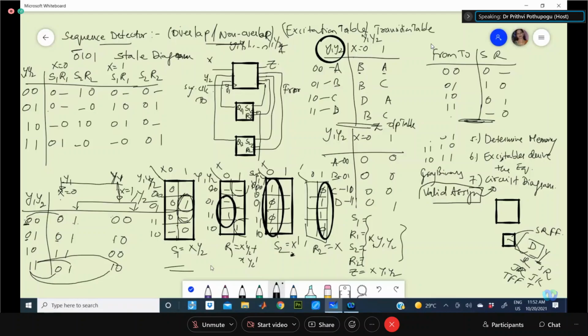Okay, these are the total steps involved in the design of the sequential machines. Can you attempt a counter using this?